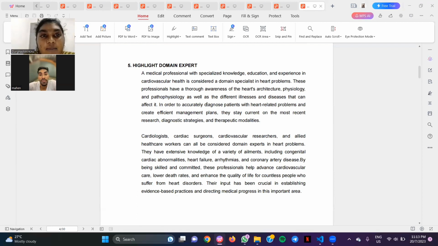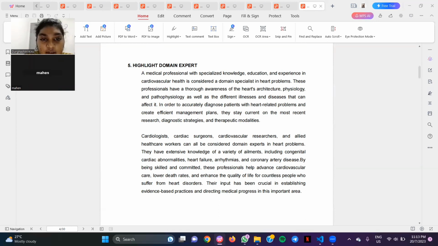Okay, next is about the highlight of the domain expert. The highlighted domain is medical professionals, who have specialized knowledge, education and experience in cardiovascular health and are considered domain specialists in heart problems. These professionals have an overall awareness of the heart's architecture, physiology, and pathology, as well as the different types of illnesses and diseases that can affect it.